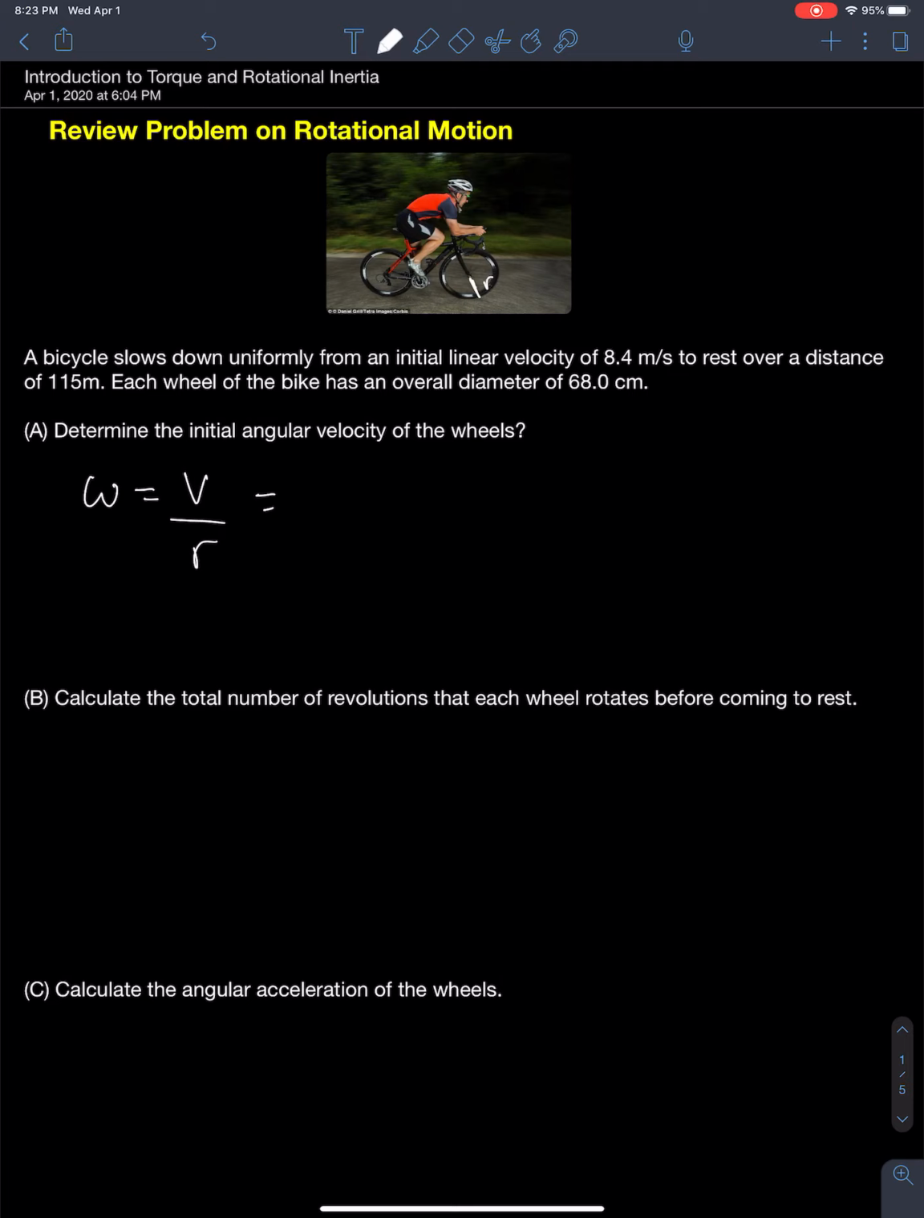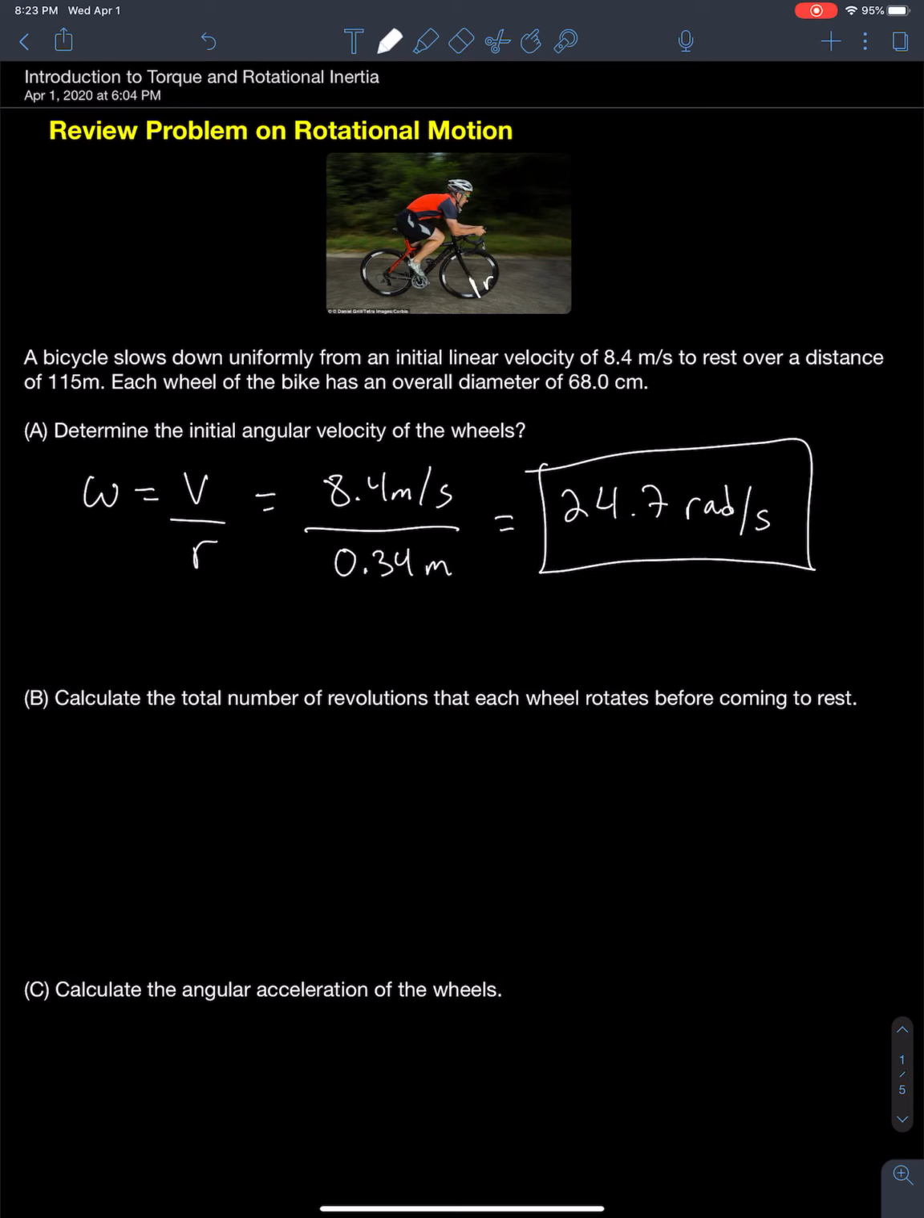So the linear velocity is 8.4 meters per second divided by 0.34 meters, which is going to give us 24.7 radians per second, I believe. That is our angular velocity. Next, calculate the total number of revolutions that each wheel rotates before coming to rest.